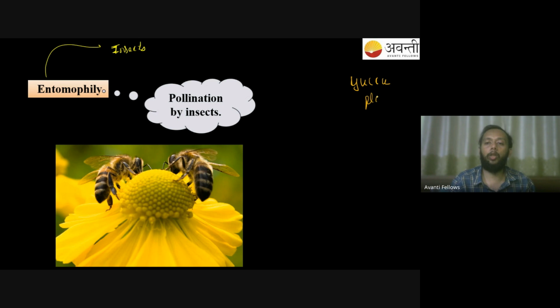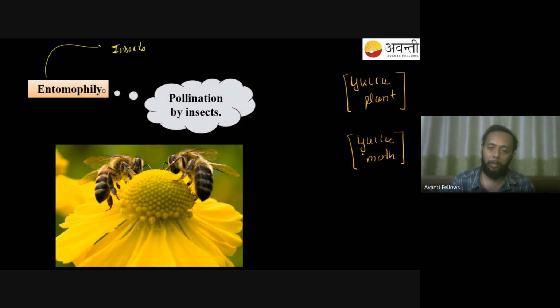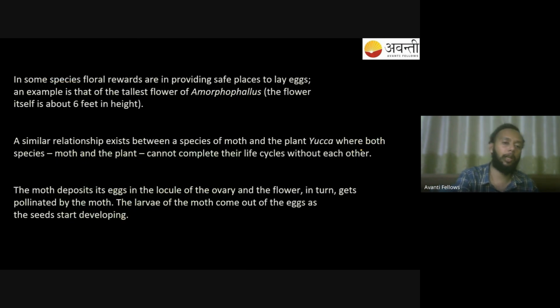Now what happens with the yucca plant? You have a yucca moth. This yucca moth will come and lay the eggs in that particular plant, which has been called a yucca plant because of that. Now these eggs will hatch out, and the larva can stay over there and feed on some seeds. So the life cycle of the yucca moth depends on that particular plant, right?